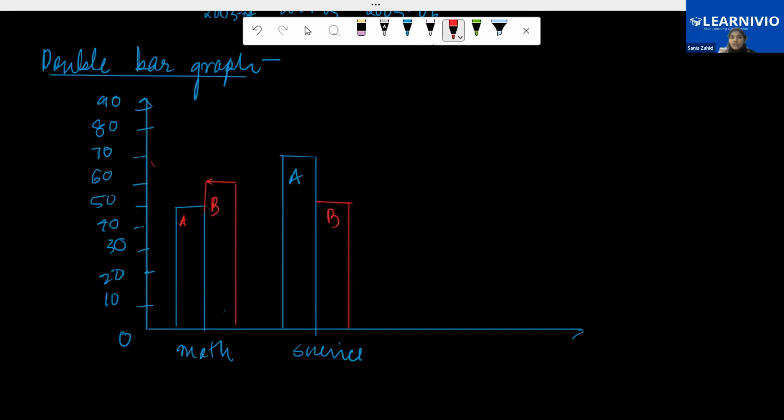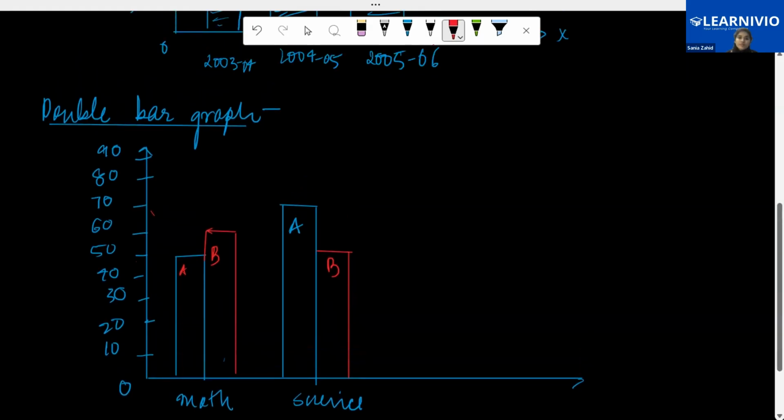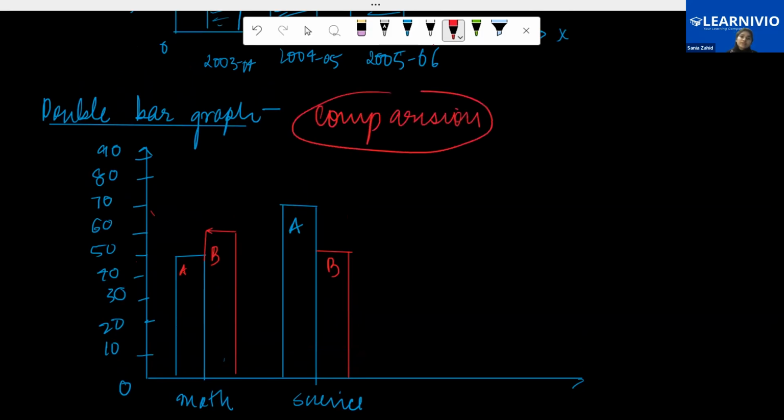What does a double bar graph do? I could have drawn the graphs for student A and student B on different graph papers also. But why am I trying to draw a double bar graph? What is the reason for that? To compare between student A and student B. Very good. So a double bar graph helps us in the comparison of 2 things. Understood?